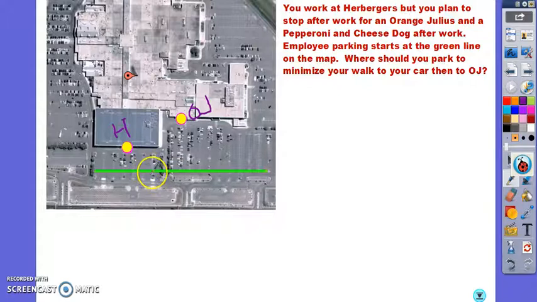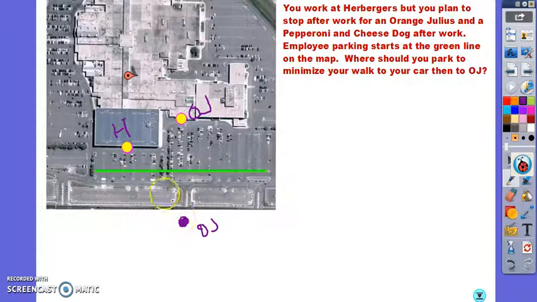If I want to make a trip both to Herberger's, to my car, and then Orange Julius, I might park somewhere in the middle. If I parked way over here, I'd get way too much exercise. But somewhere in the middle. So if I were really lazy, I'd calculate where's the perfect place to park so I don't have to walk very far. So if Orange Julius was on the other side of the street, think of a reflection. That looked like a reflected Orange Julius on the other side of the street. I know exactly where I'd park.